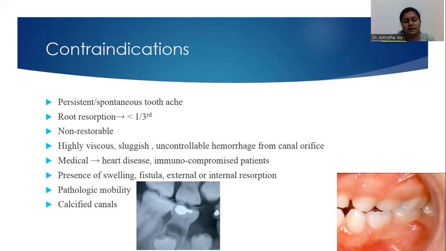And if there is any swelling, abscess formation, or fistula, in such cases also we cannot perform pulpotomy. And if the tooth has pathologic mobility or calcified canals, all these cases are contraindicated for selecting as a pulpotomy procedure.